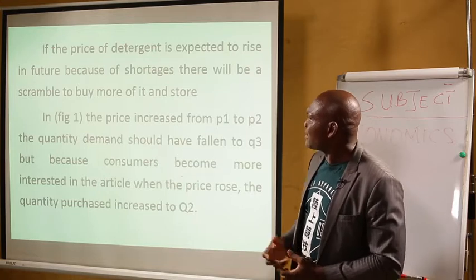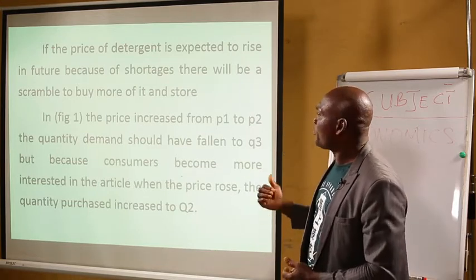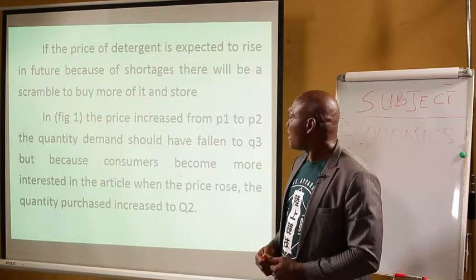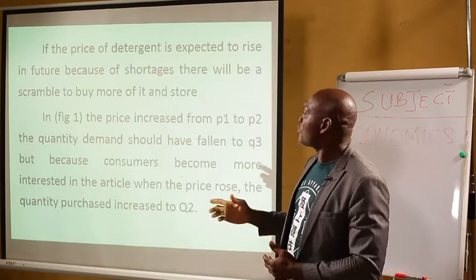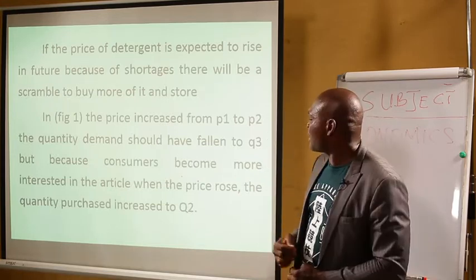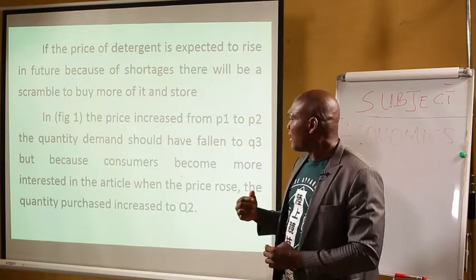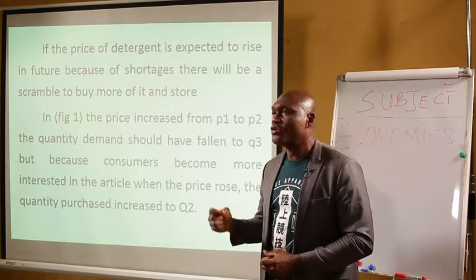In figure 1, that is regressive demand, the price increased from P1 to P2. The quantity demanded should have fallen to Q3, but because consumers become more interested in the articles when the prices rise, the quantity purchased increased to Q2.